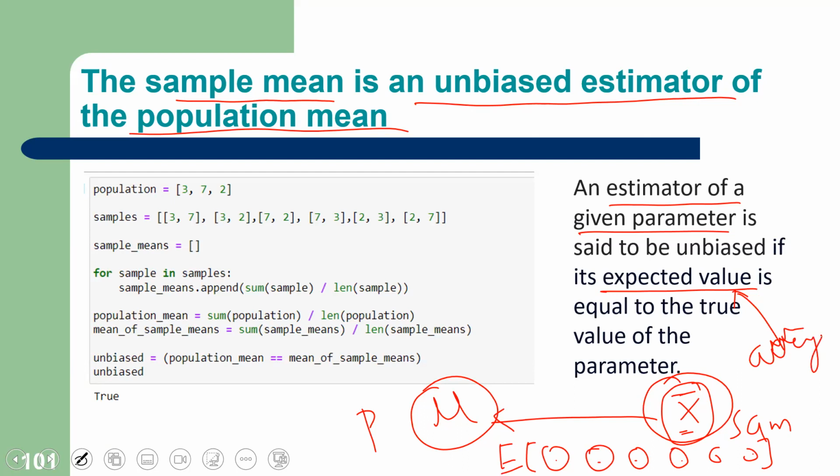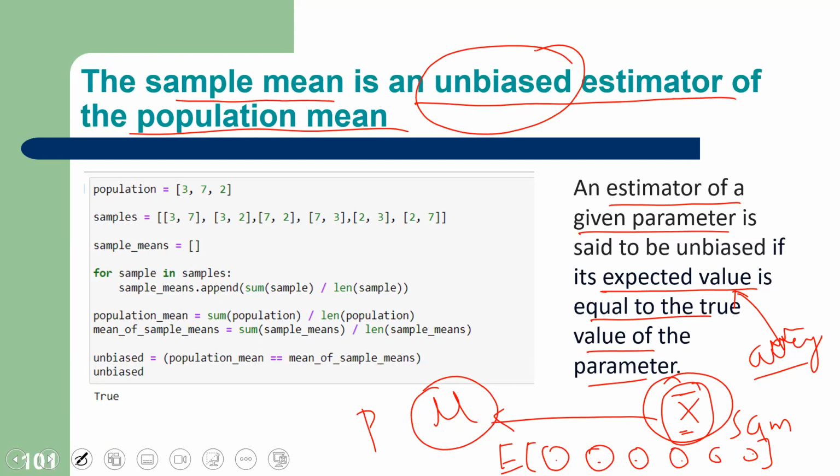The average of the means of all the samples. If that value is tending towards or equal to the true value of the parameter, the population value, then it is unbiased. So this is an unbiased estimator of the population mean.